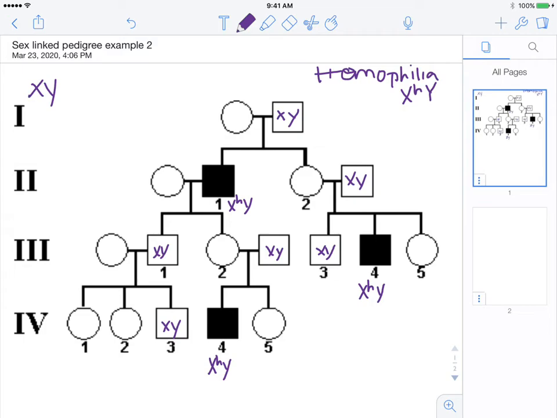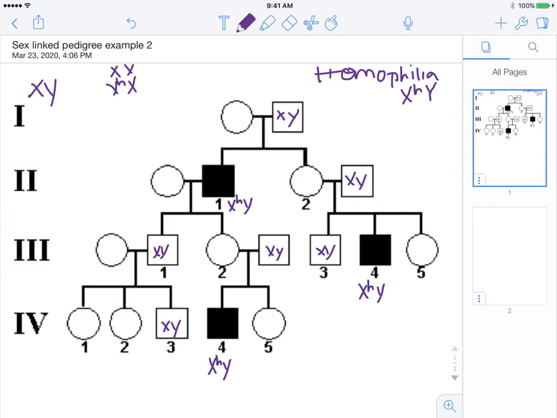We have no affected females. So now we need to figure out, are these females going to be carriers, or are they going to have two completely unaffected X chromosomes? So females could have XX or XHX if they're unaffected. So what do we do? The first thing we can do is start looking at either their parents or their offspring.